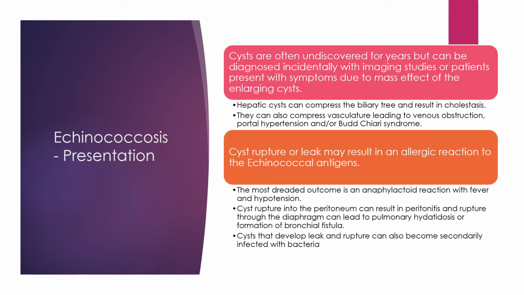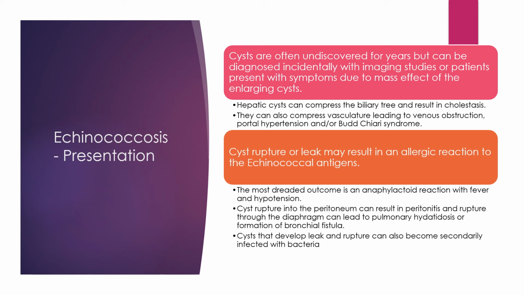Presentation. Oftentimes you can be asymptomatic with infection, but symptoms develop due to mass effect of the cysts. For example, in the liver, the cyst can compress the biliary tree and result in cholestasis, or they could compress the vasculature and lead to venous obstruction, portal hypertension, or even Budd-Chiari syndrome. Another issue with these cysts is that they can either rupture or leak and cause an allergic reaction due to release of echinococcal antigens. And the most dreaded outcome is an anaphylactic reaction with fever and hypotension.